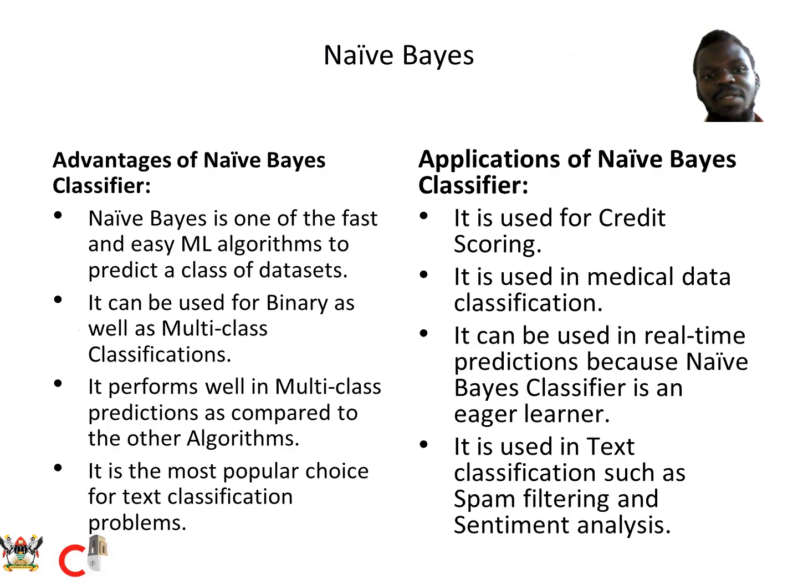So these are the advantages of using the Bayes theorem. It's one of the first easy machine learning algorithms to predict class data sets. It's used for binary as well as multiple class classifications. It performs well in multiple class predictions as compared to other algorithms. It is the most popular choice for text classification. Its applicability is in credit scoring, medical data classification, and real-time prediction. It also means text classification.